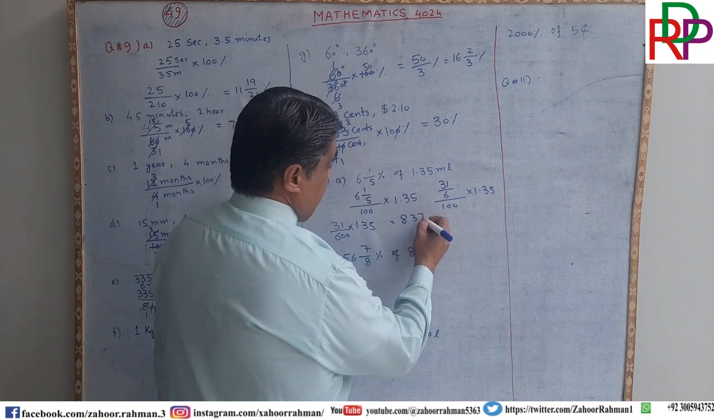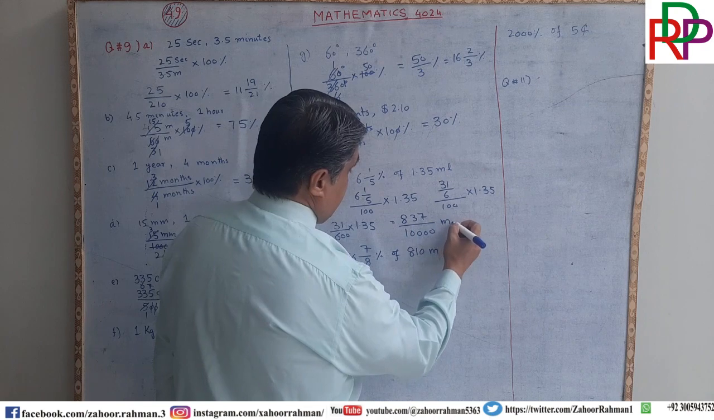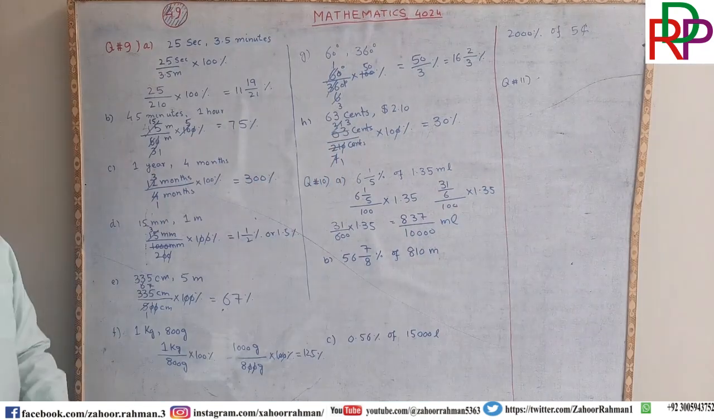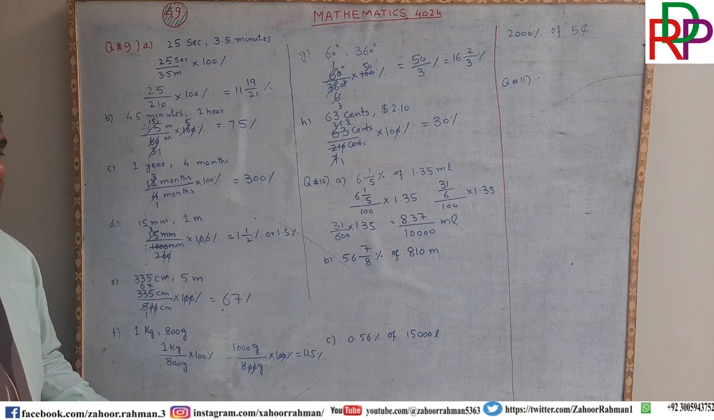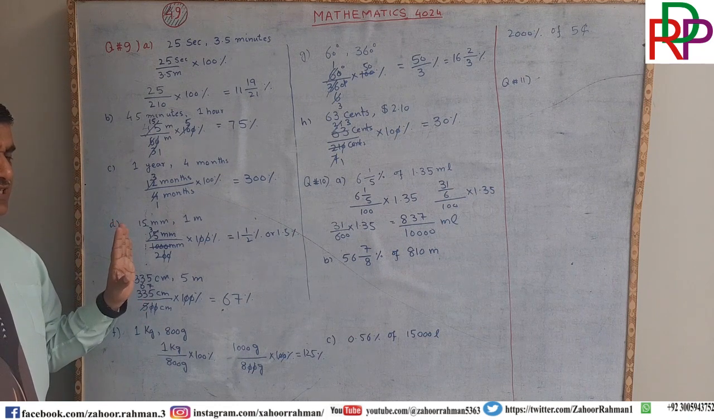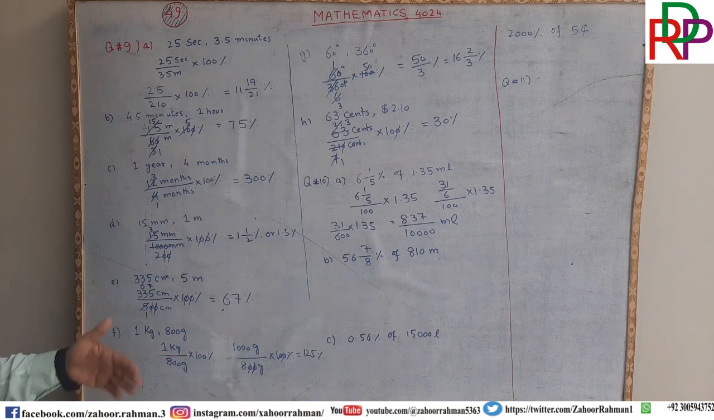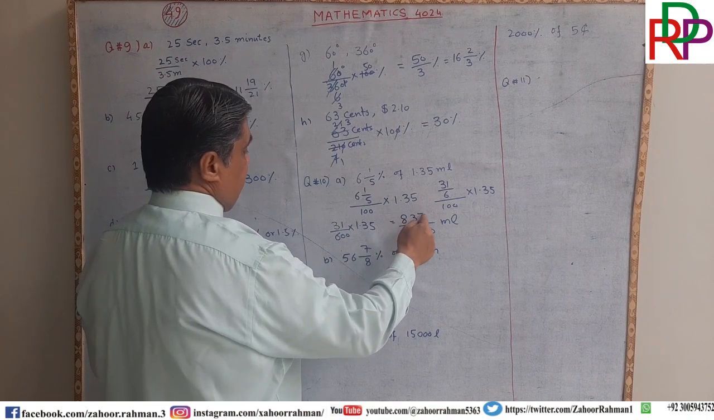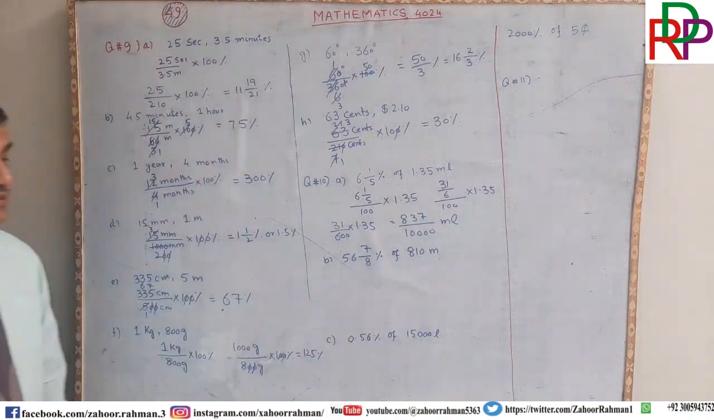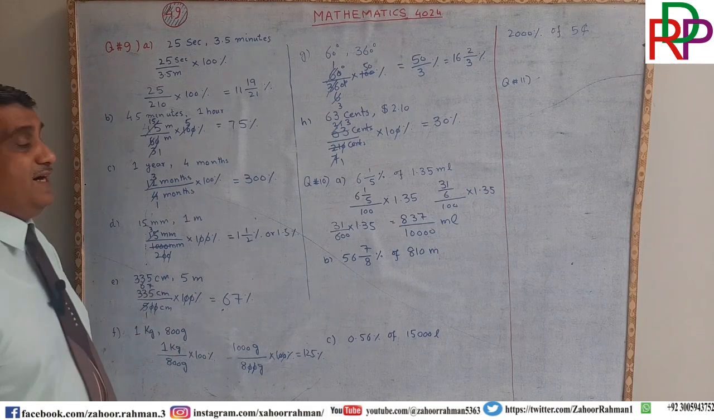837 divided by 10,000 milliliter. That will be the answer, because 837 is less than 10,000, so we are leaving it as it is. If it is not divisible and the answer is coming in decimal, we have to convert it. But if 10,000 was in the numerator and 837 in the denominator, then you would have to divide it.